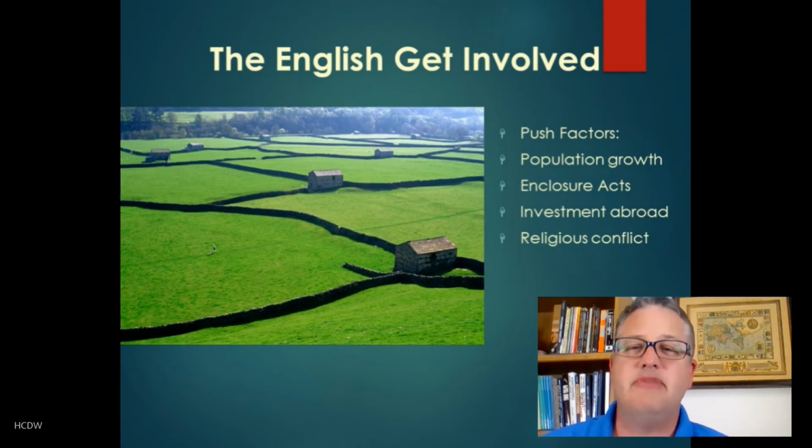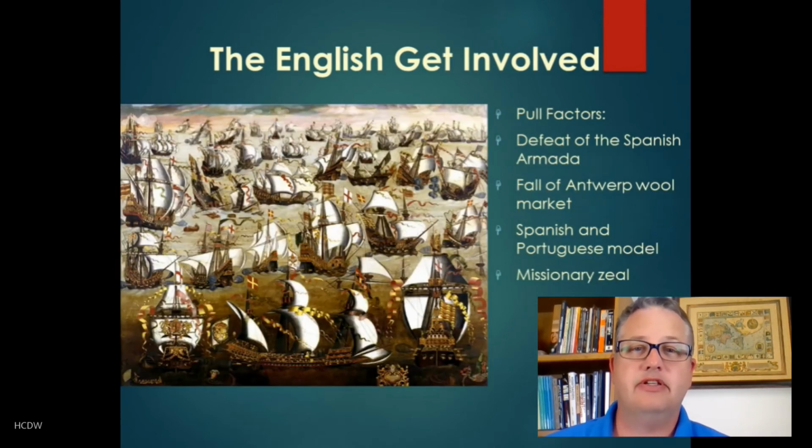Oftentimes, malcontents might not have been killed, but their lives were made miserable. They were persecuted and picked on, and many of them decided to leave. And we're going to talk more about some specific examples of that when we get into our discussion next time about the earliest English settlement.